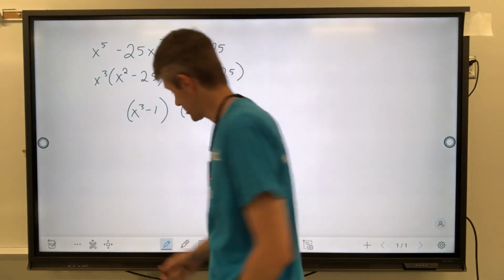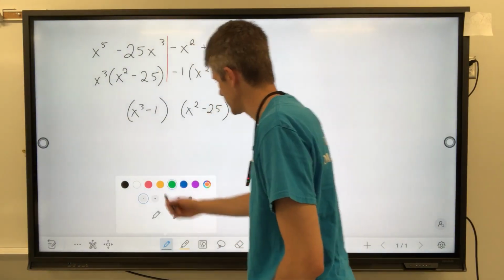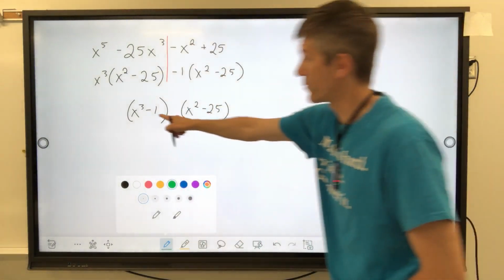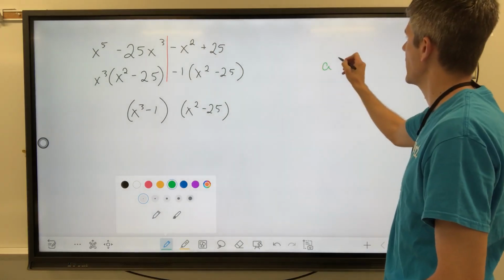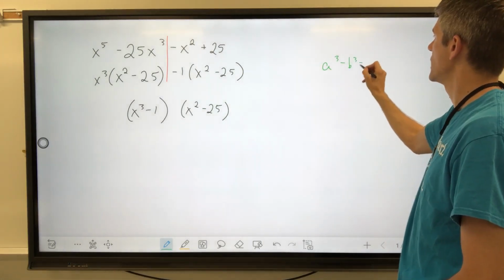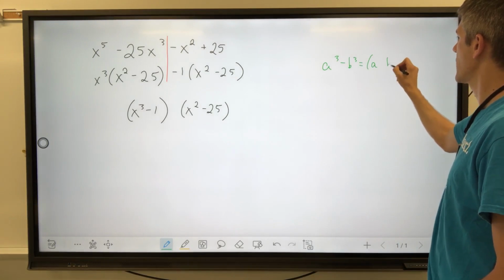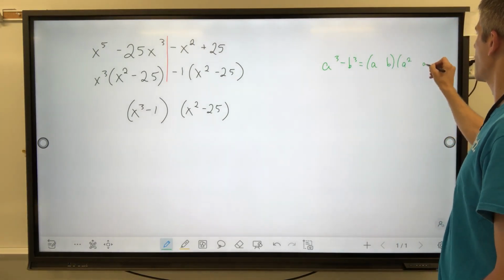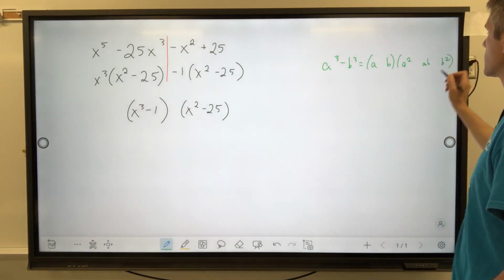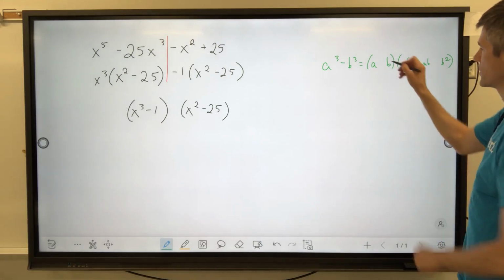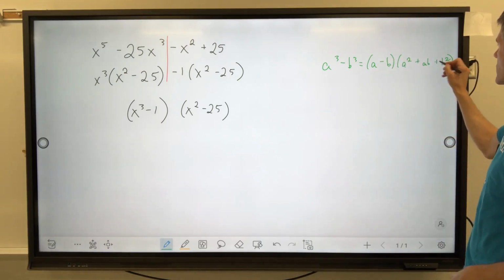So let's use the formula. I'm going to switch colors here. Let's go green on this one. This is the difference. So I'm dealing with a cubed minus b cubed. And that means I have a squared, ab, and b squared. And let's deal with our signs. Same sign as the original. Opposite, and then always positive.